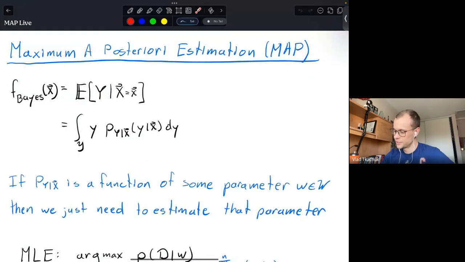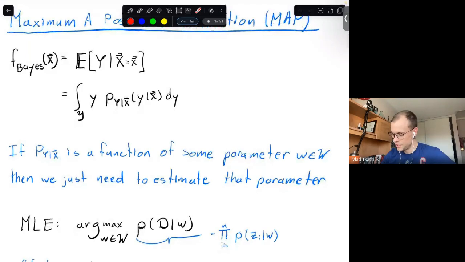Okay, in particular, this is kind of our goal. It's still going to be the same story as MLE. We really want to find an estimate of f Bayes through this PDF here. And just the question is, how are we going to learn this PDF? And if you assume this PDF, just like in the MLE case, is a function of some parameter w, then to estimate this PDF, all you have to do is estimate that parameter. And MLE gave us a way to do that.